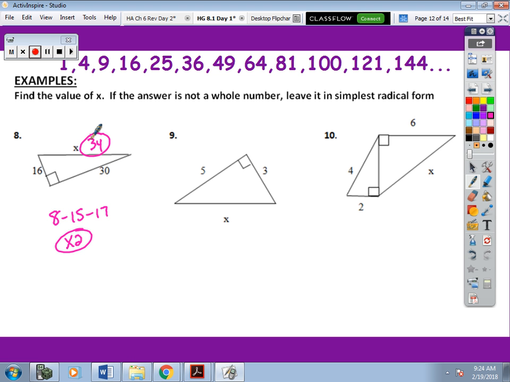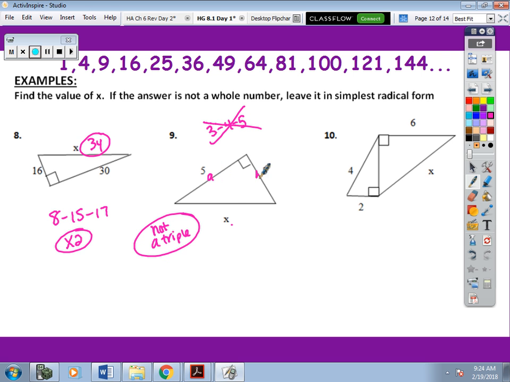Now this is the one I was talking about. You want to be careful. This looks like it's a 3, 4, 5. But notice that 5 is not the hypotenuse. Okay? So since 5 is not the hypotenuse, you cannot use the triple. The hypotenuse cannot be smaller than one of the legs. So this is not a triple, which means we have to do the Pythagorean theorem.